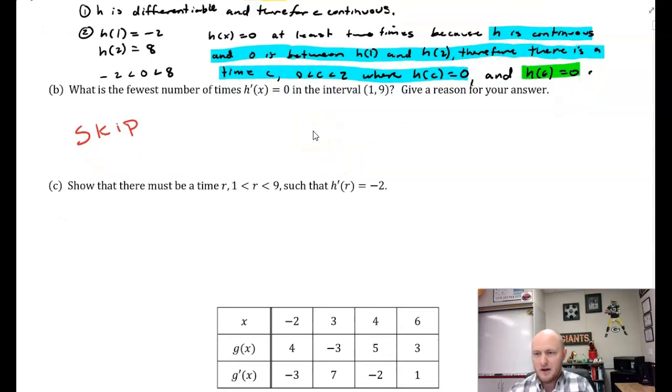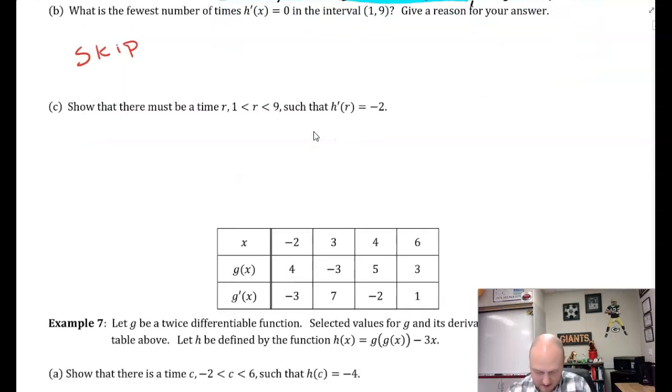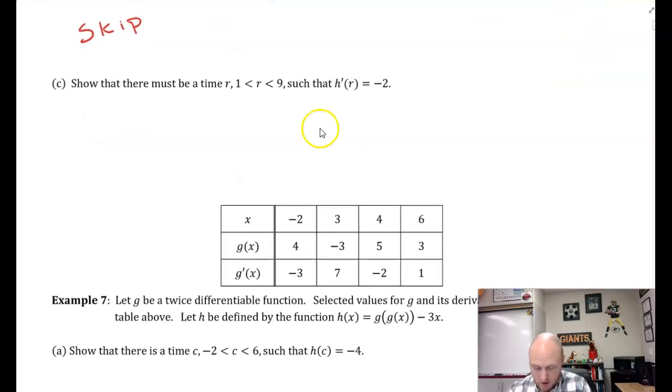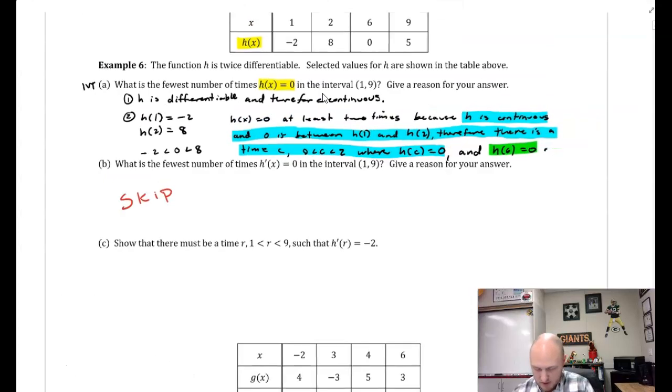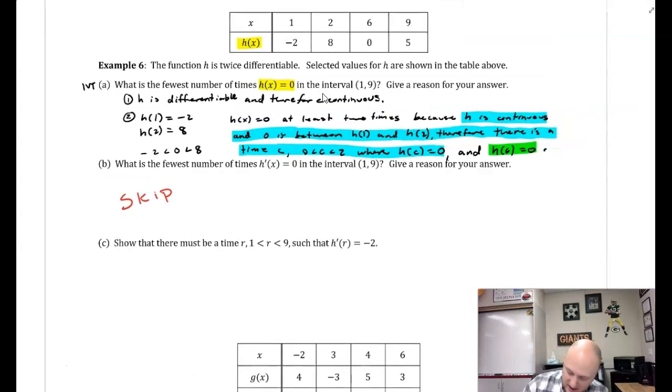Okay, and then let's look at C here. C: show that there must be a time r for 1 is less than r, which is less than 9, such that h prime of r is equal to -2. Okay, so now they're asking again about h prime of r. And this one is really fun, a tortured idea of fun. We already established that h is differentiable and therefore continuous.